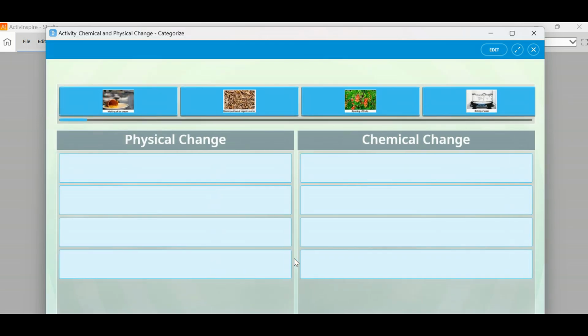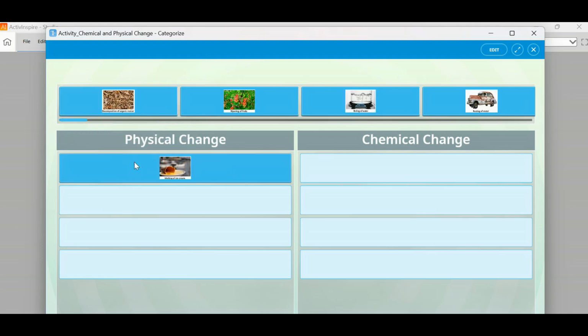Alright. So in this activity, categorize the given processes as physical or chemical. For example, melt. Is it physical or chemical? I'm sure you said physical.